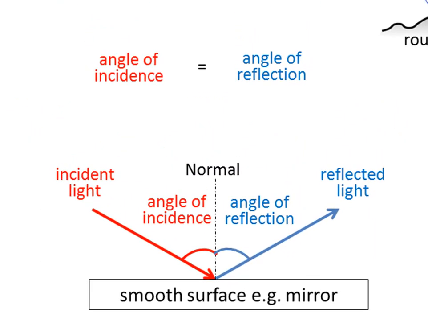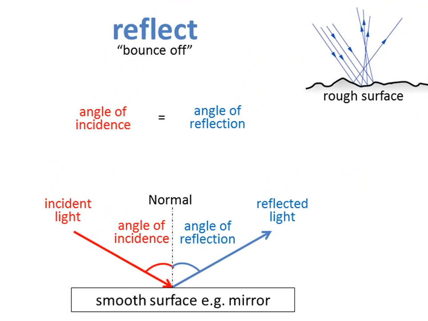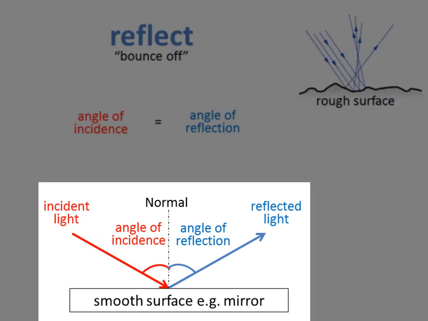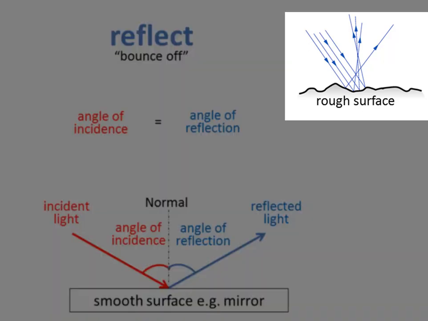And always, the angle of incidence equals the angle of reflection, and that is true whether the surface is smooth or rough, but the point is that when it's smooth, this happens in such a way that you can see a nice clear image, whereas for a rough surface, the light gets scattered, and so you don't see a nice clear image.